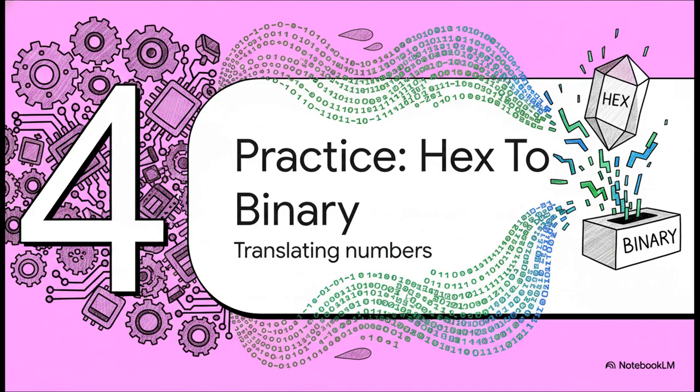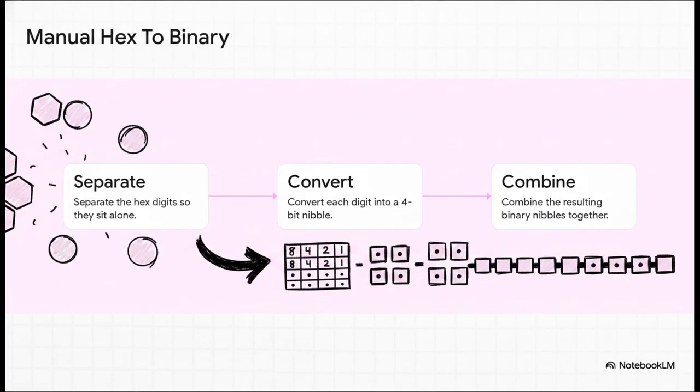All right, Section 4. Practice. Hex to binary. Let's get our hands dirty and actually break these down into raw computer binary. It's a simple 3-step manual process. Step 1. Separate your hex digits so they're completely isolated. Step 2. Convert each individual digit into its own separate 4-bit nibble using that 8421 waiting line we just talked about. And step 3, just combine those resulting nibbles back together into one big string.